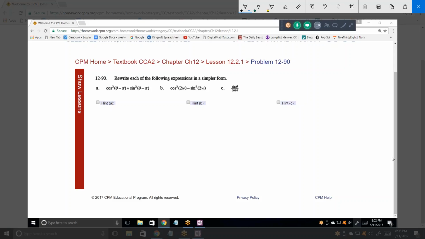What's sine over cosine equal to? Tangent. Okay. And each of our expressions, each of our answers was in a simpler form.